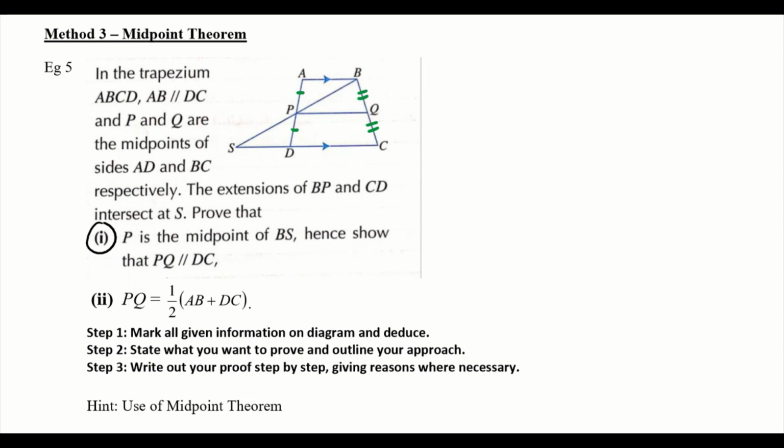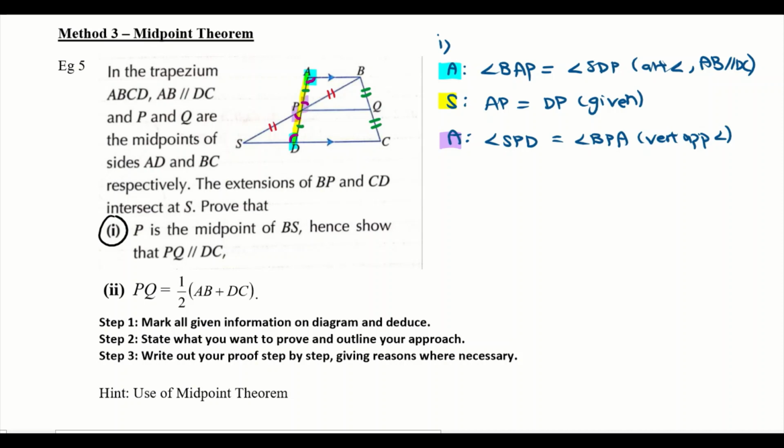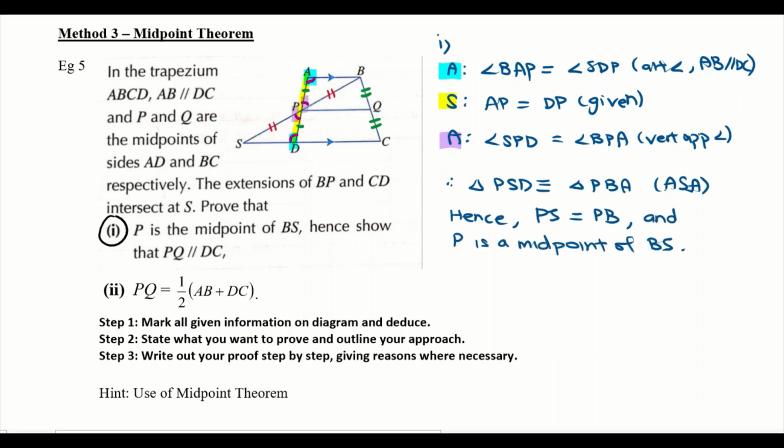But one way that we can prove P is a midpoint of BS is if we can prove that PS will be equal to PB. And in this case, we shall use the congruency test. We can use ASA to help us. So by using ASA congruency, we can then prove that triangle PSD is congruent to triangle PBA. And since these two triangles are congruent, then we can say that hence PS equals PB. Hence P will be a midpoint of BS.